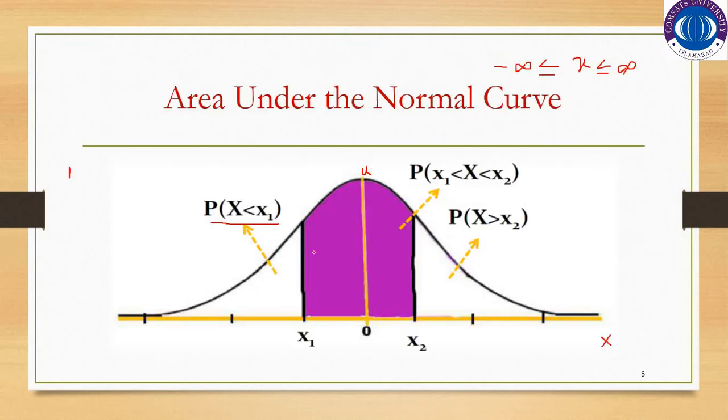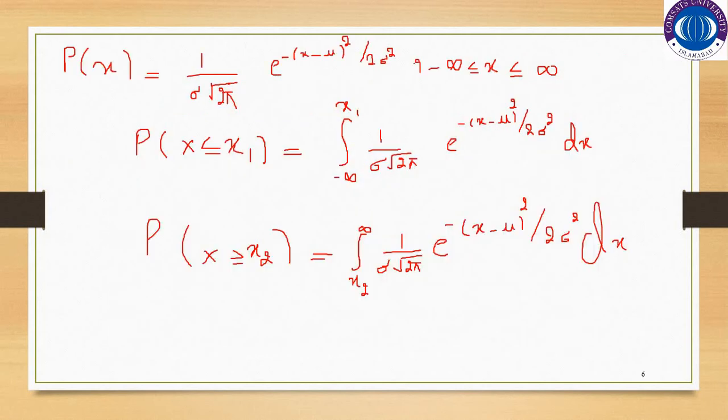So this one is the probability x less than x1, this one is the probability greater than x2, and this one is the probability x1 less than x less than x2. You can write this in this way also, both have the same meaning. So this is the scenario for the normal curve. You can highlight the area in this way, and you can find out the probabilities in this way.